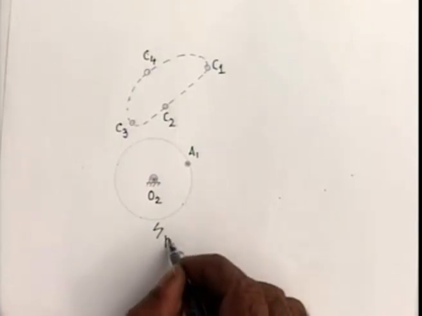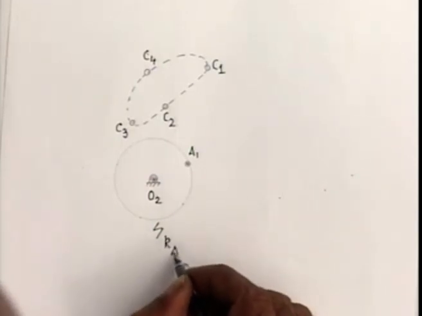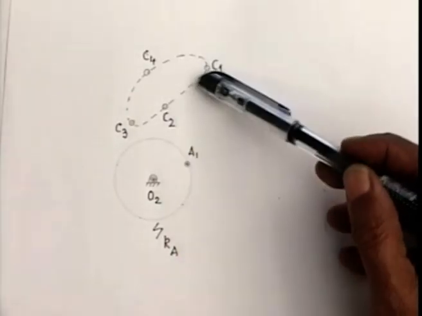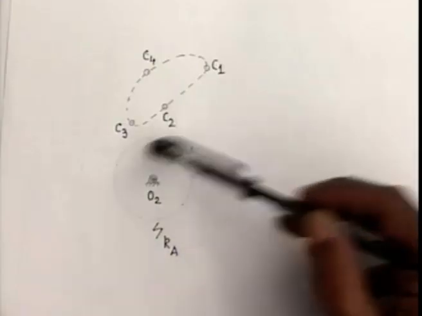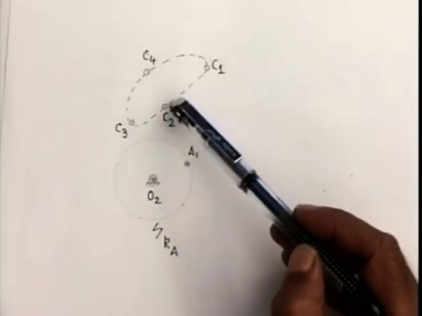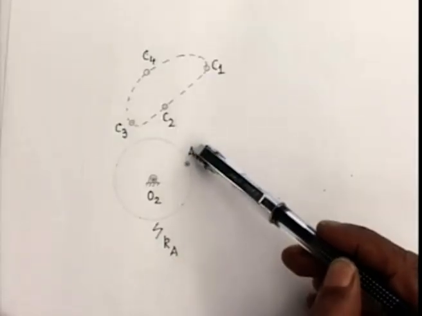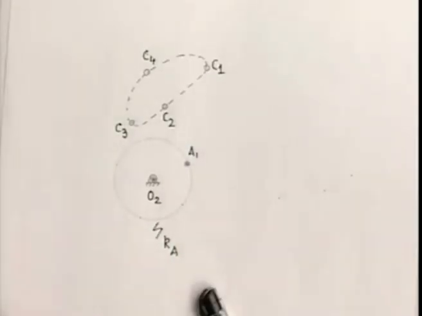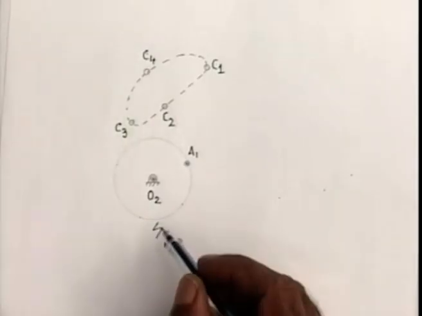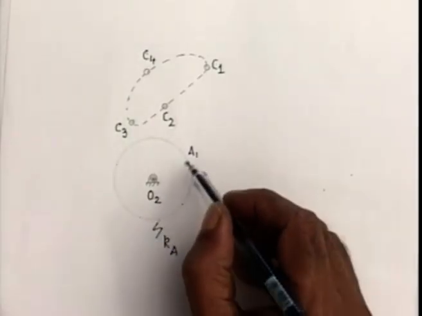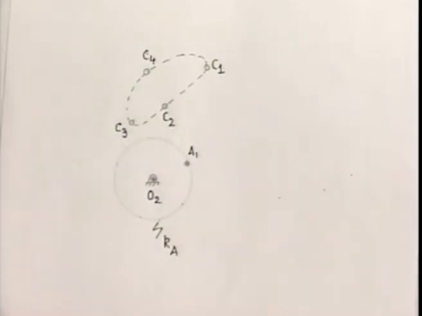I call it KA. Since this link length AC1 is rigid, which does not change as the mechanism moves, corresponding to C2, C3 and C4, I can find the location of the point A and mark them as A2, A3 and A4. So this is the circle which I call KA, that denotes the path of the point A.